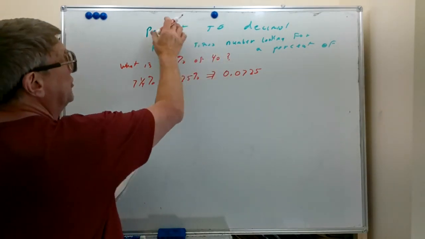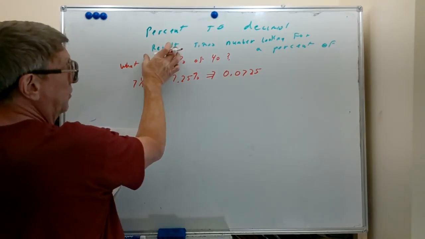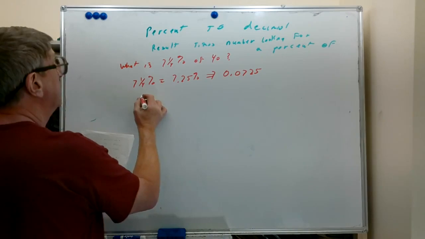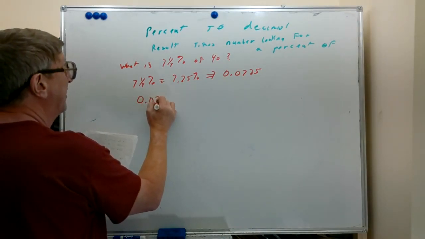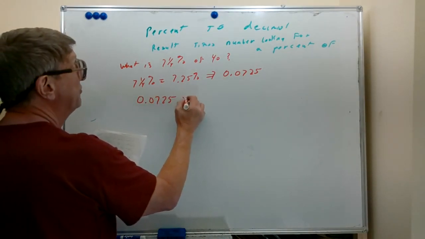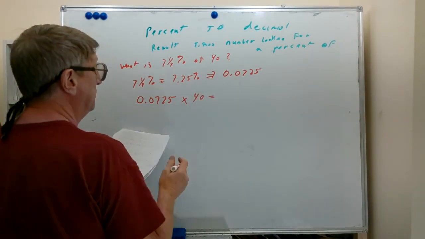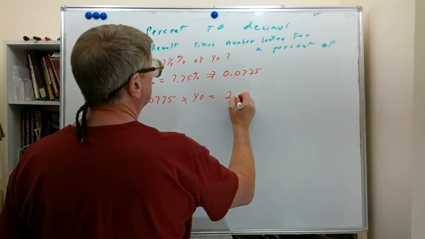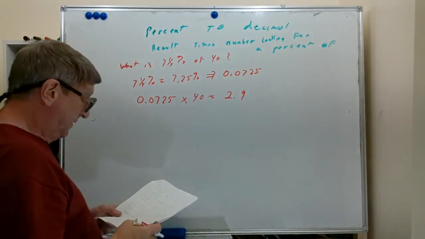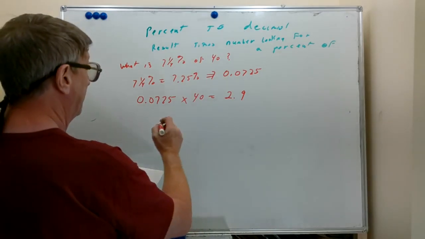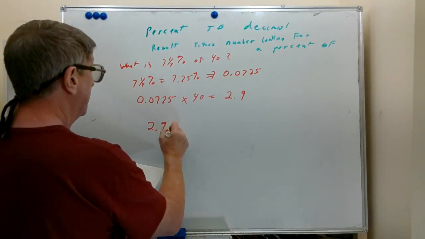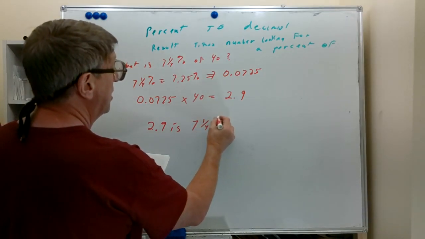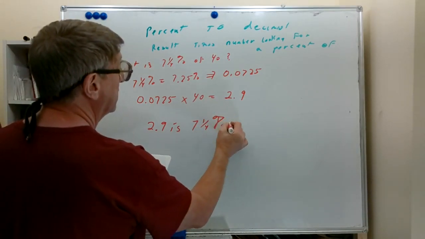So we've converted to decimal. We're going to take that result and multiply it times the number we're looking for percent of, which is 40. 0.0725 times 40 equals, we end up with 2.9. So now we can answer our question. We can say that 2.9 is 7.25% of 40.